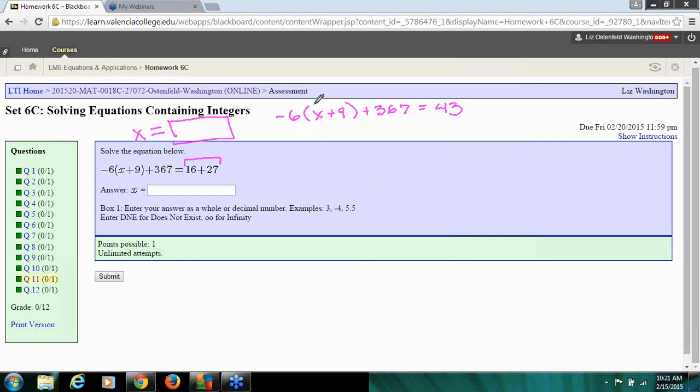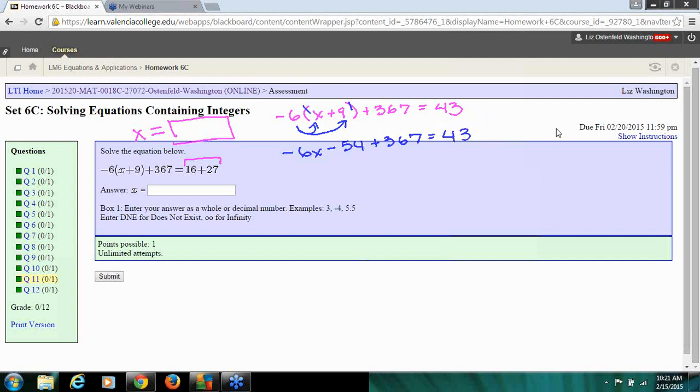On the left hand side, I need to simplify all this as much as possible before I start solving. So I'm going to distribute this negative 6 to the x and the 9 because that will get rid of my parentheses. So this gives me a negative 6x minus 54. I'm just bringing the 367 down, and I still have the equals to 43.